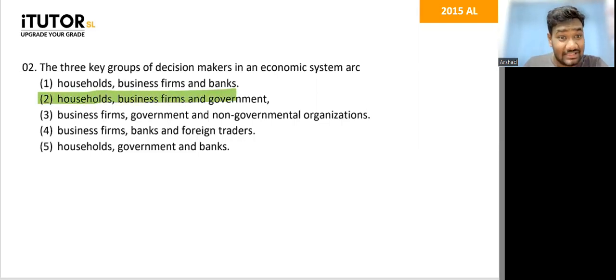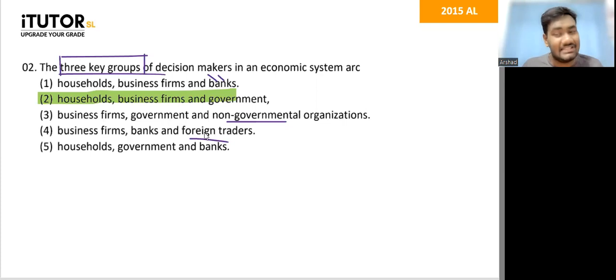So does that mean that these people are not there? Does that mean there are no NGOs, foreign traders? No, right? They are also there, right? If they ask you elements of an economic system, you can write NGOs, you can write the foreign sector, right? They are also there. But you see, they are asking the 3 key groups, right? So when they're asking for the 3 key groups, then that is households, firms, and the government. Now, banks also come under firms here. So banks are not like a separate part, but NGOs are separate. Foreign trade, those are separate, right? So you can put those separately, but when they ask for the 3 key groups, give the main 3. Done. That's also easy. Then we go to the next one.